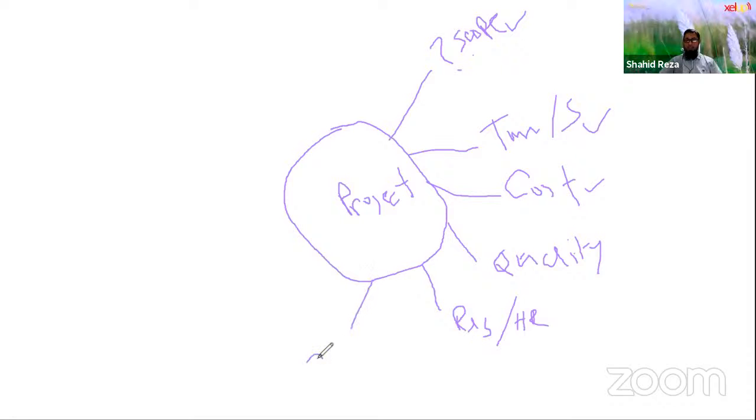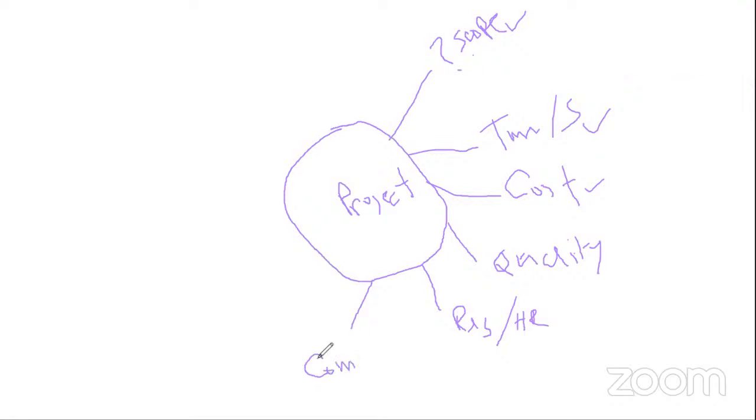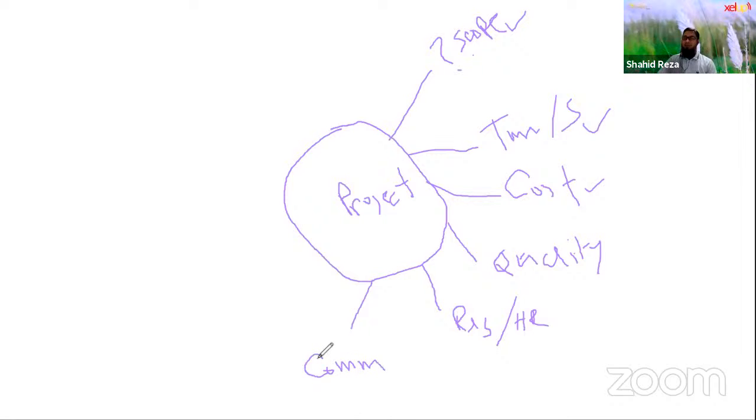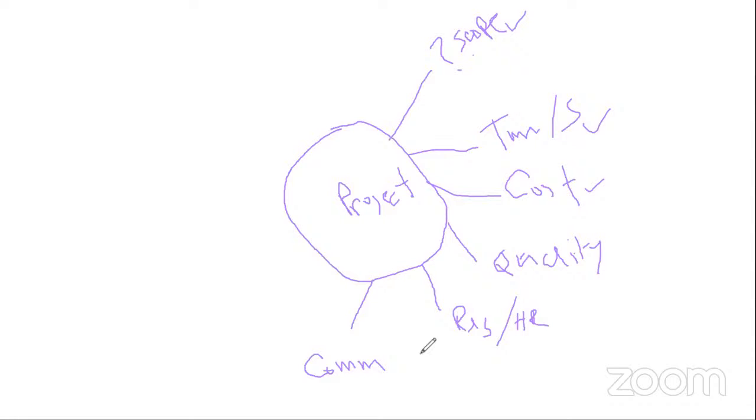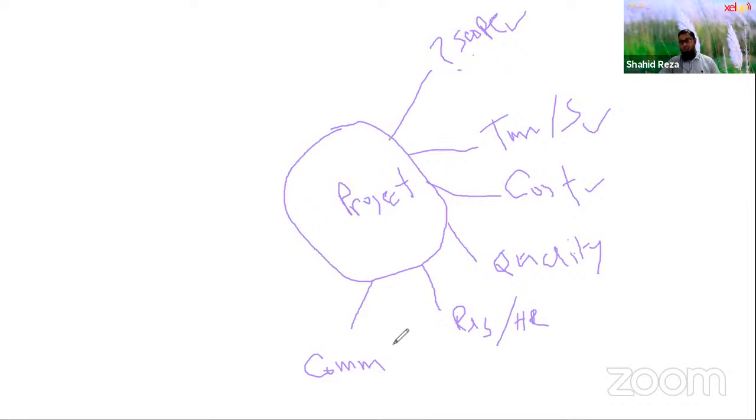Then the sixth one is communication. That means to make a project successful, you have to do a lot of communication with your stakeholders, within your team, among and between the stakeholders. Even in PMBOK, it is mentioned that 90% of project managers' time is communication. If you don't communicate well with the stakeholders, you cannot make a project successful. That is why communication is very, very important.